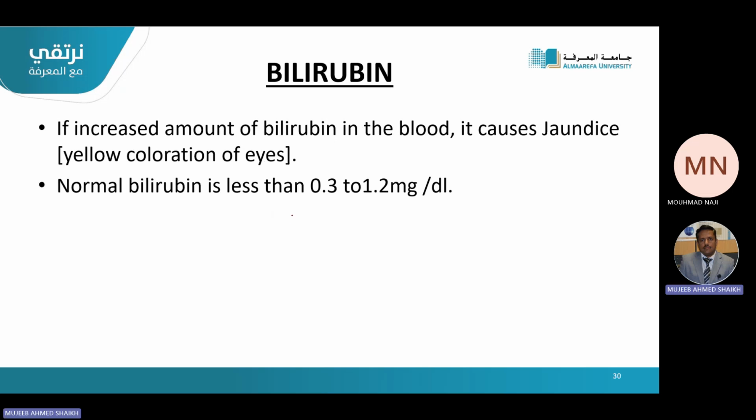Normal concentration of bilirubin is 0.3 to 1.2 milligram per deciliter. If it increases in our body, the condition is known as jaundice. Now you can tell me what are the causes of jaundice?